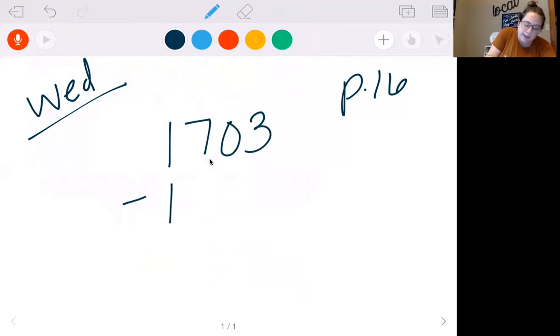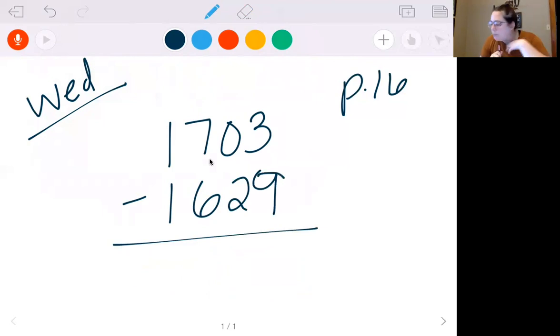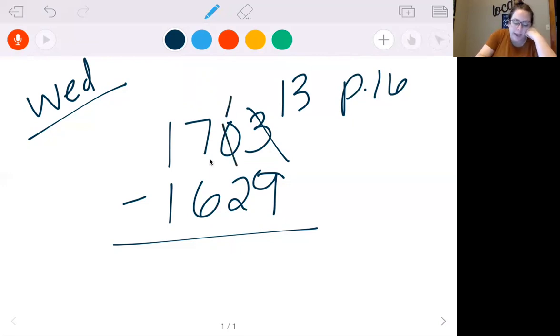minus 1629. You will have to regroup here, so watch how we regroup. So 3 cannot take away 9, so we need to make that into a 13. Then we get over to 0 minus 2. We can't do that, so we change it to a 10, but we also have to borrow from that and make it a 9 because we borrowed for this 13 over here. After that, we should be good. Actually, no, we're not good. We need to borrow one more time right here and make that a 6 because we borrowed for this sign.